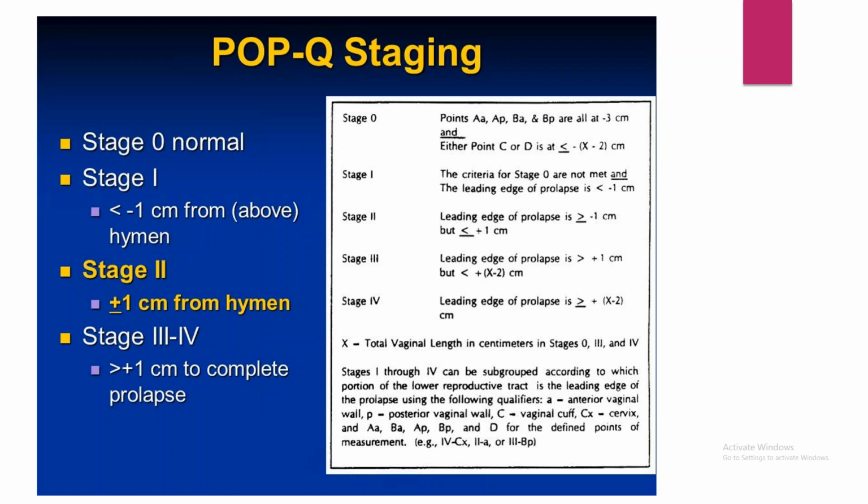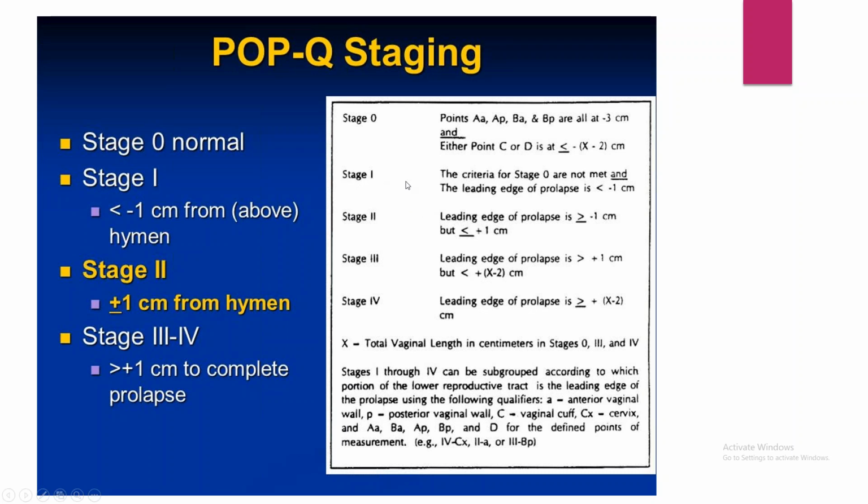Clear? See, this staging is very important. It depends upon the total vaginal length. So if the total vaginal length is 9, C and D should be at -7 or above, so -7, -8, -9. Okay. So this will become stage 0. Clear? Yes, ma'am.